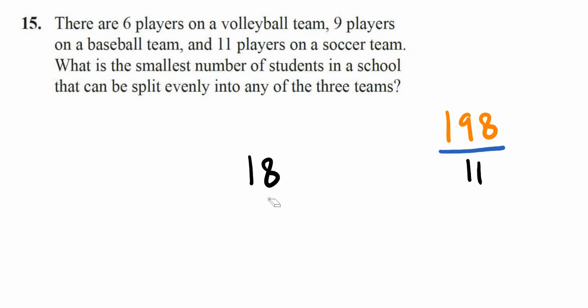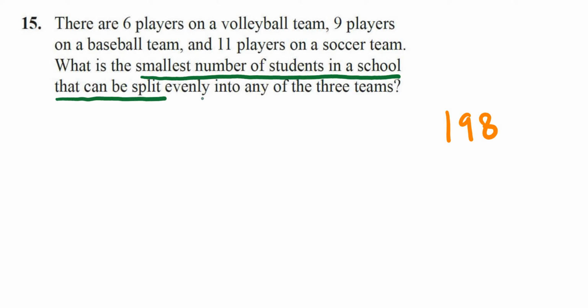So once again, 198, what does that really mean? It's the smallest number of students in a school that can be split evenly into any of the 3 teams. All right, so we need at least 198 kids to satisfy 6 players on the volleyball team, 9 players on the baseball team, and 11 players on the soccer team.